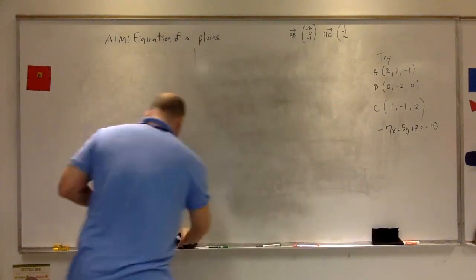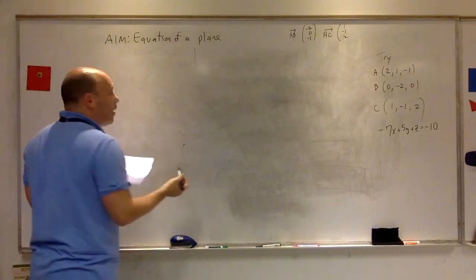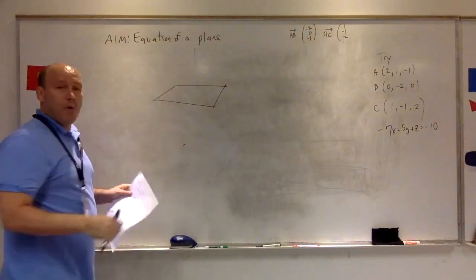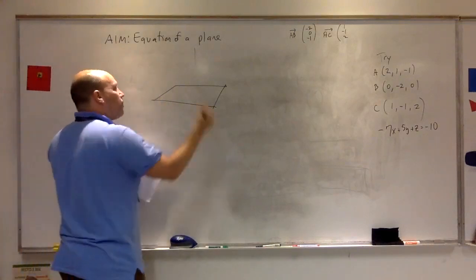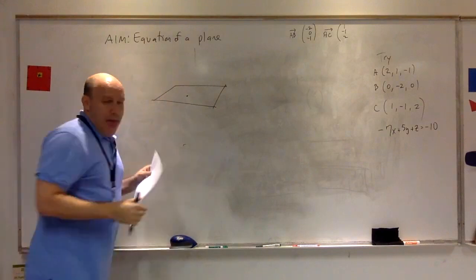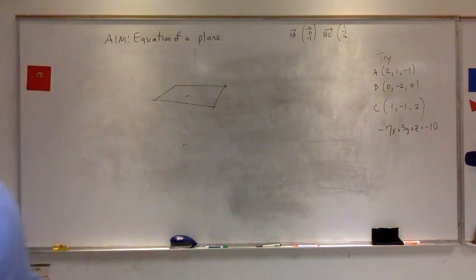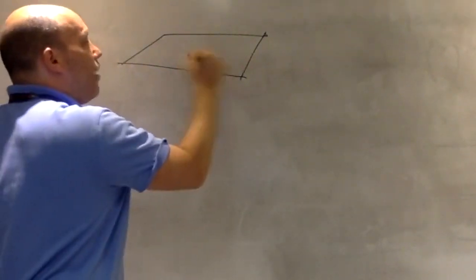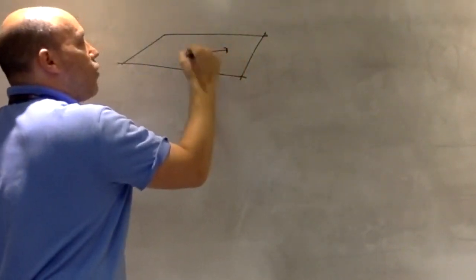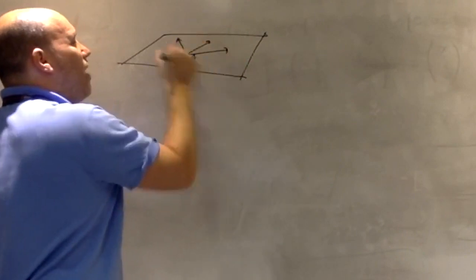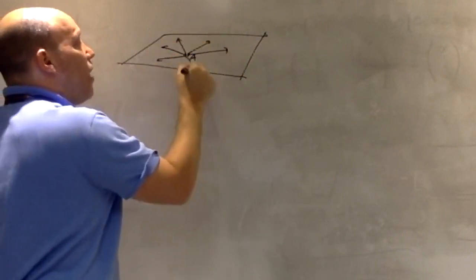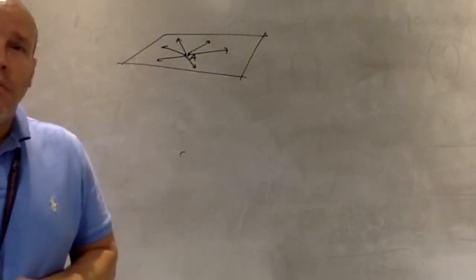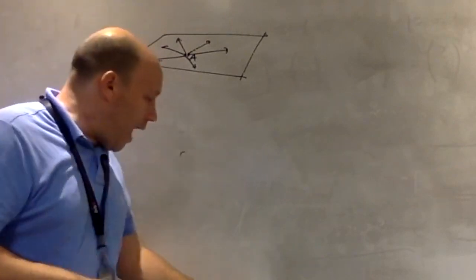So the idea was, let's take a look at a plane. Imagine it's a tabletop, right? And I have a point A. If you think about it, there are a lot of vectors that come from A. Here's vector one. Here's another vector, and another, and another. The question is, what do all these vectors have in common?